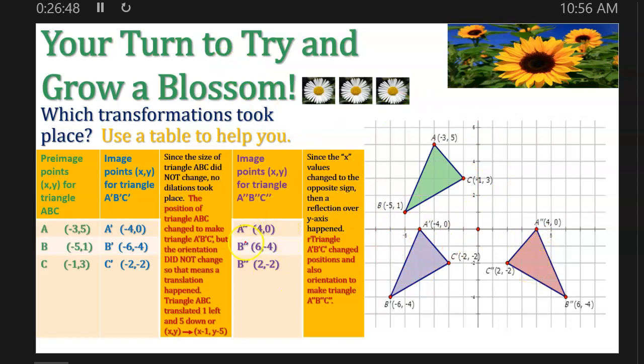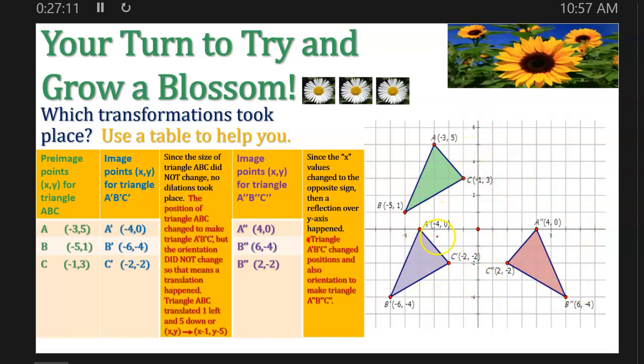So I've noted the red triangle here in purple, but these are the new points for the red triangle. And if you look at this, oh, there's a little typo right there. Scratch that out. Triangle ABC changed positions and also orientation. So it did change orientation, and it looks like it was definitely a reflection over this y-axis line.